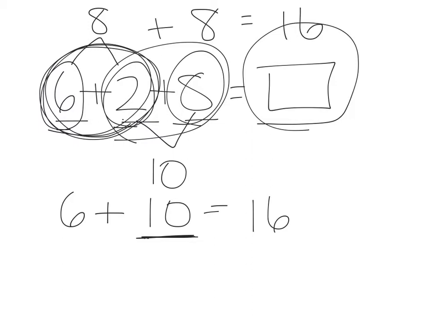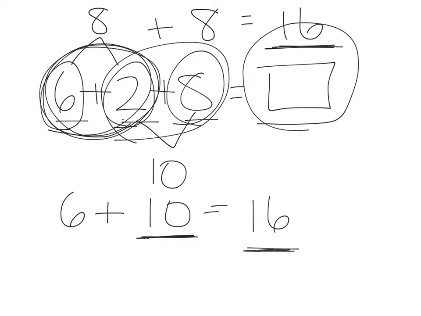So I can find 16 using my doubles, or I can find 16 by making a 10 and then adding my extra 6. You may have come up with a different way of adding these 3 addends together, and that is just fine. Whatever strategy works best for you.